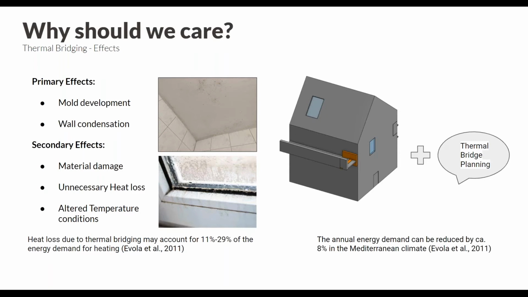According to the same study, if you plan for thermal bridging and make sure we don't make the materials or the building envelope prone to thermal bridging, we can save up to 8% of the energy demand annually. And this study was done in a hot, humid climate, but this also applies to other regions of the world where the temperature differences between the internal and the external side are much higher. All right.